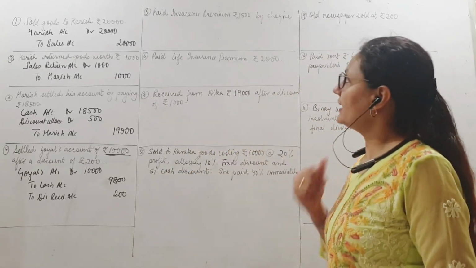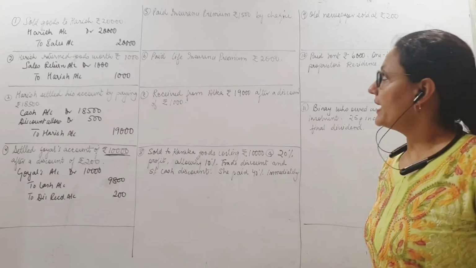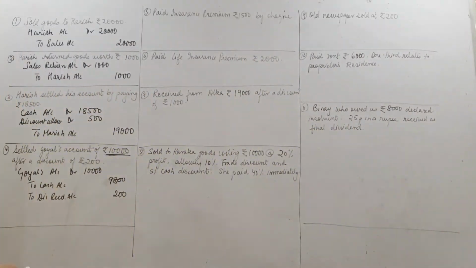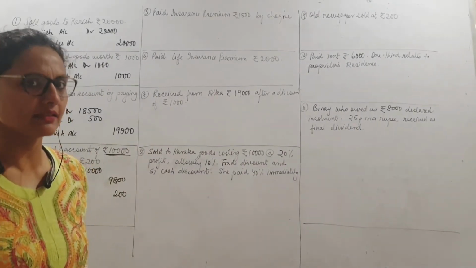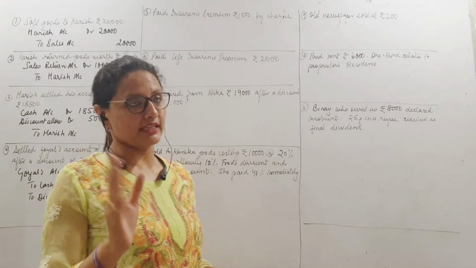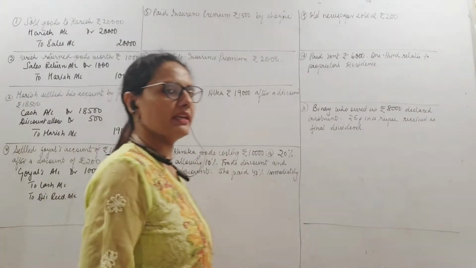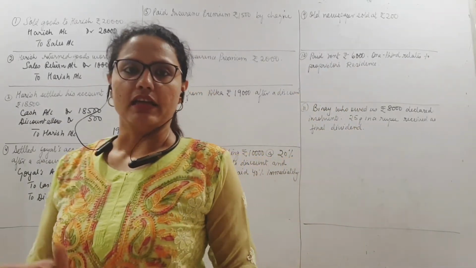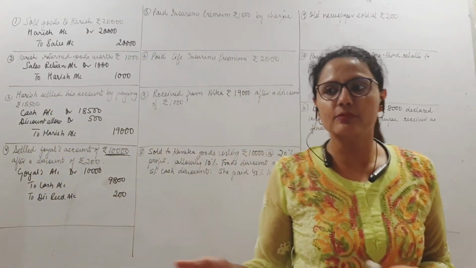Next one. Paid insurance premium 1,500 by check. Now, of course, by check means we are making a payment to the bank, so bank account will decrease, meaning the asset will decrease, so credit. What are we paying? My expenses, the insurance premium. What are we insuring here, by the way? I don't know. There's some insurance being paid, right? It might be insurance for my building, my godown, my goods, my transport vehicle.